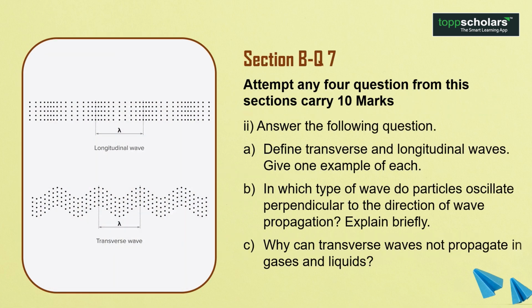Let's see the next question of section B, question number 7, that is the second question. Answer the following question. Define transverse and longitudinal waves. Give 1 example each. In which type of wave do particles oscillate perpendicular to the direction of wave propagation? Explain briefly. Third, why can transverse waves not propagate in gases and liquids? This question is asked for 3 marks.